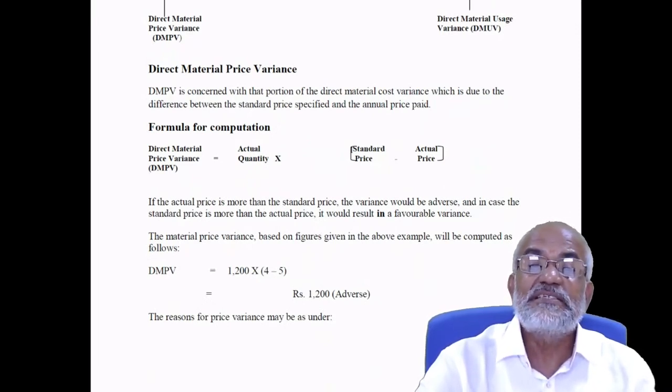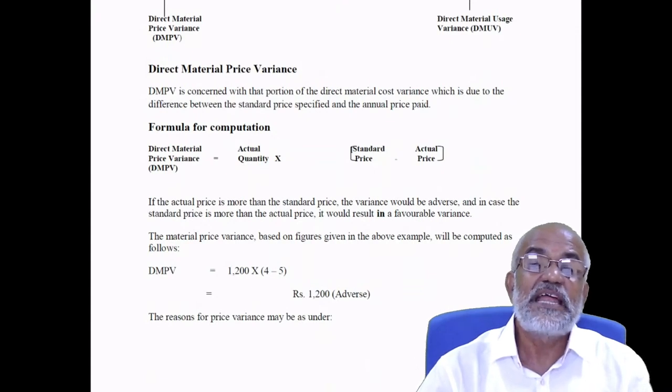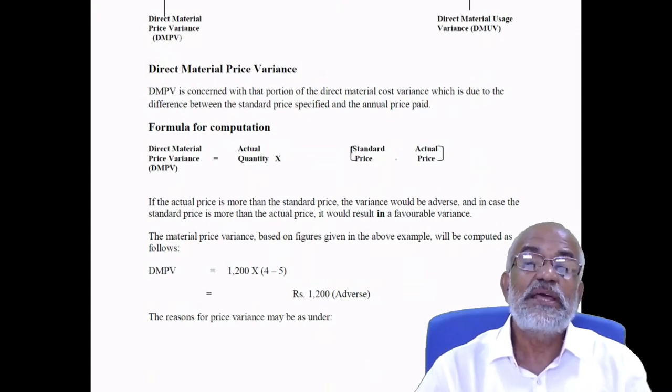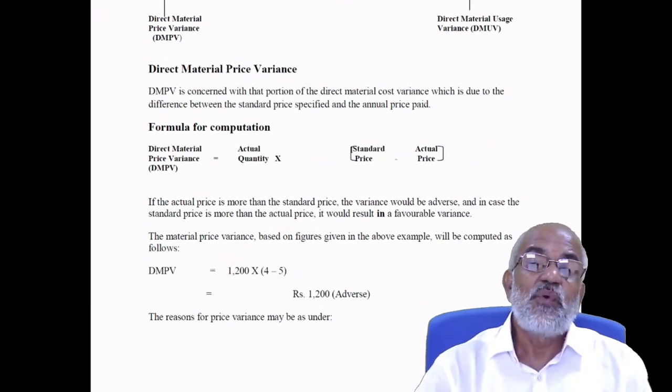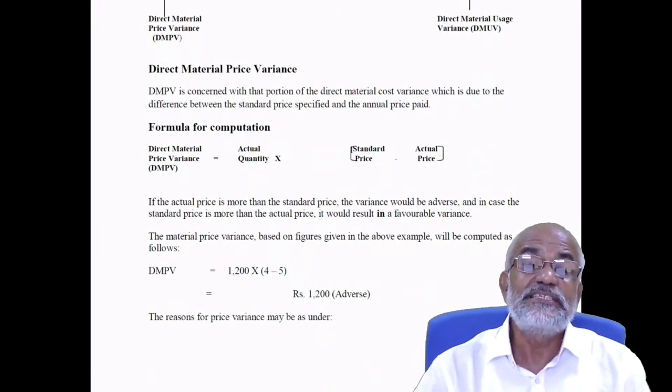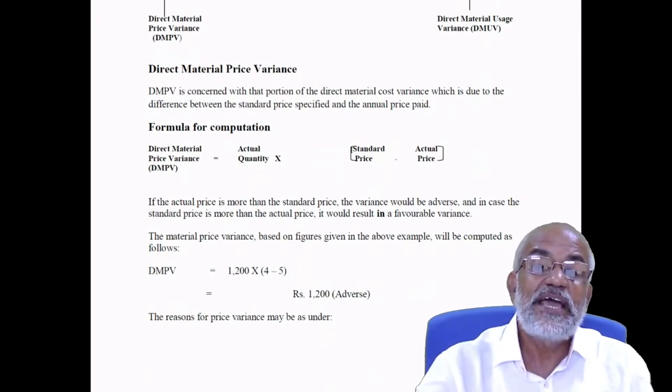The material price variance based on the figures given in the example will be computed as under. DMPV, that means direct material price variance, would be 1200 into 4 minus 5. That means standard price is 4 and actual price is 5. So the difference in price is 1. When it is multiplied with 1200, the actual quantity, that would be 1200 adverse. The reasons for price variance may be as under.